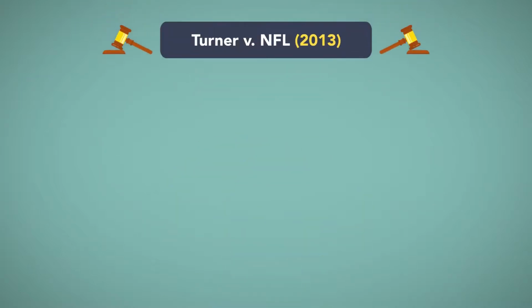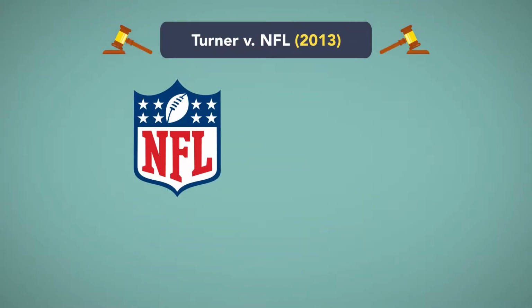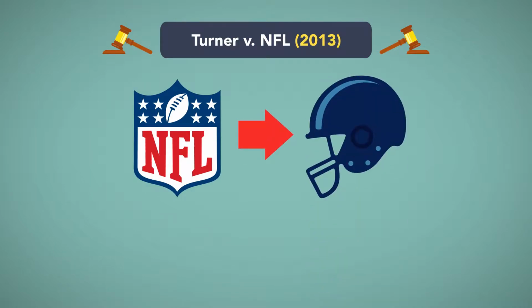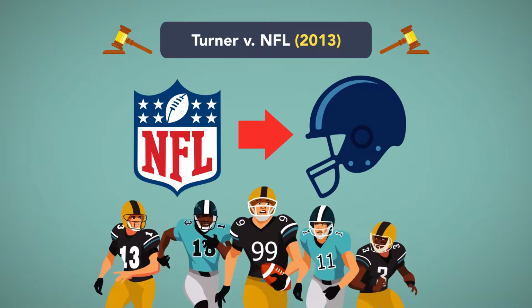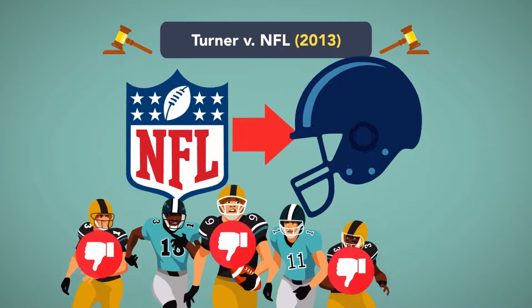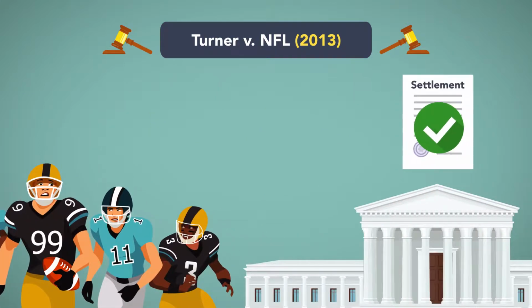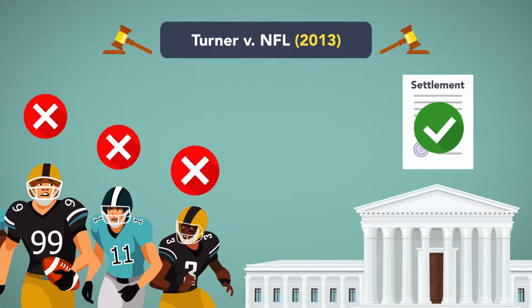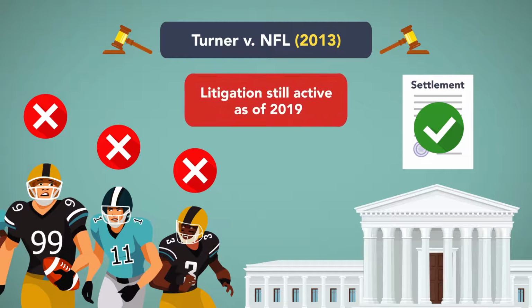For example, in 2013, in an MDL concerning the way in which the National Football League handles concussions, the NFL reached a class action settlement with lead counsel representing former players, to which many players objected. Nevertheless, the courts approved the settlement. Many of the former players chose to opt out, so the litigation is still active as of 2019.